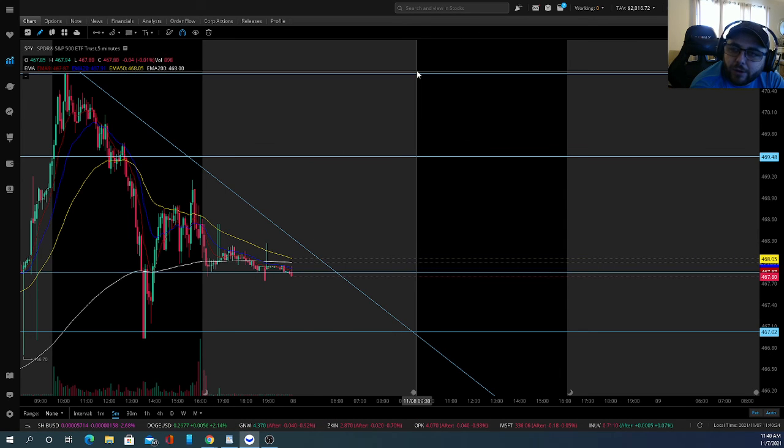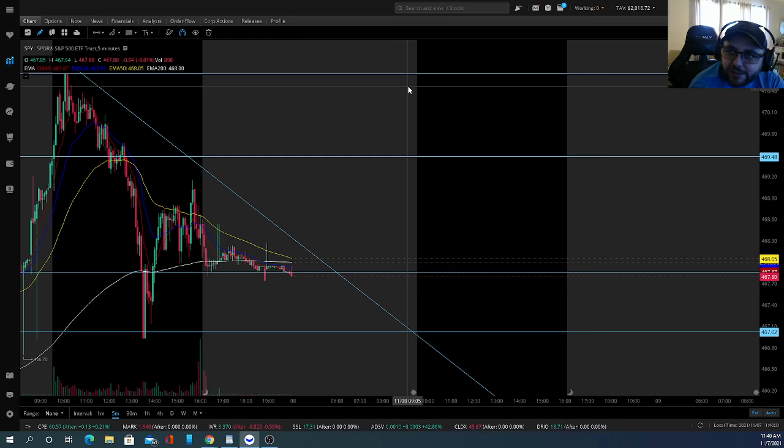But we don't know what it's going to do. We have to have a plan based off what it does past these levels, and that's why we set these levels up.